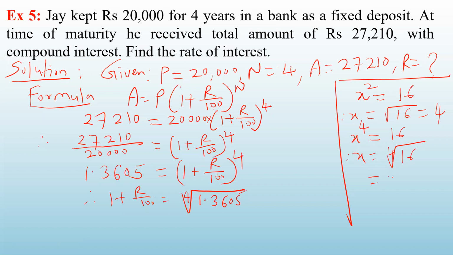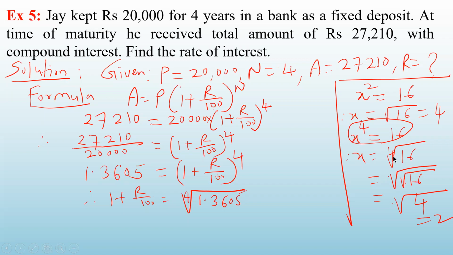4th root of 16, how will you calculate? It is the square root of the square root of 16. 2 times you have to take the square root. Square root of 16 is 4 and square root of 4 is 2. So that is how you get the value of x as 2. And see that 2 raised to 4 gives you 16. So if you have to calculate the 4th root, you have to take the square root 2 times.